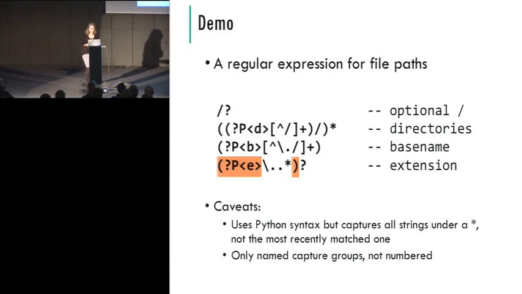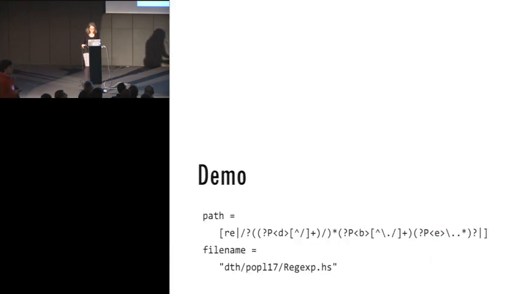Again, I'm using Python syntax because I needed a syntax for regular expressions. It's not quite the same semantics as Python, though, because I'd like to get all of the directories. Usually with capture groups, the semantics is you only get the most recently captured one, but I can get them all. The other thing is, often capture groups use numbers to indicate which one you want. I wanted to give them names, so I like to refer to things by name. Okay, so let's switch now to Haskell and see this code in action.